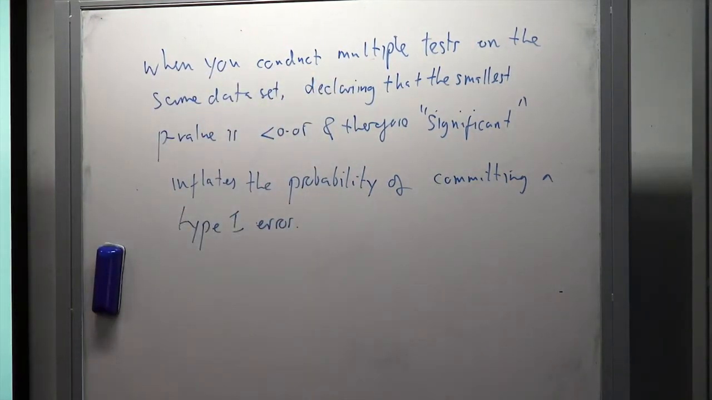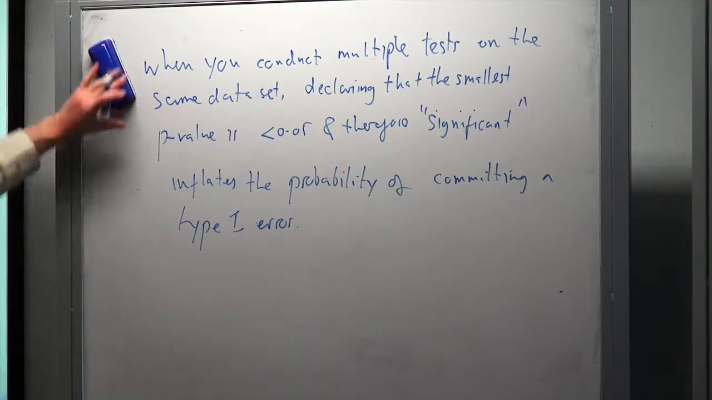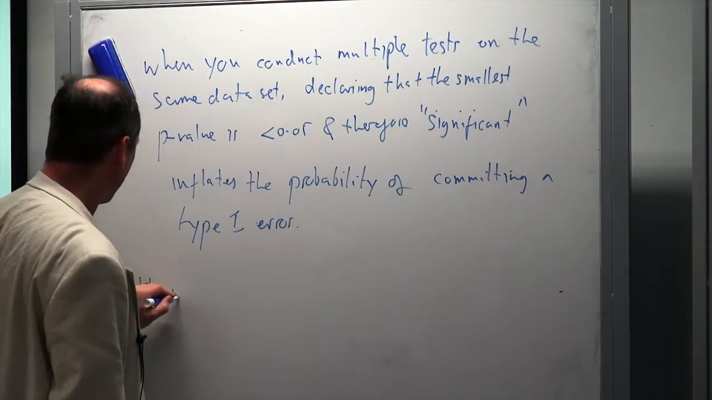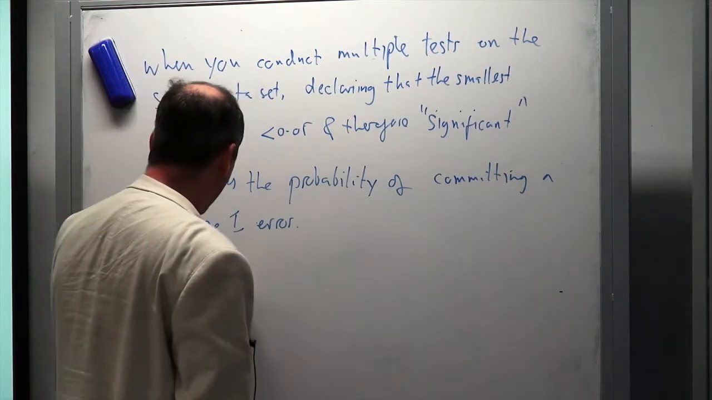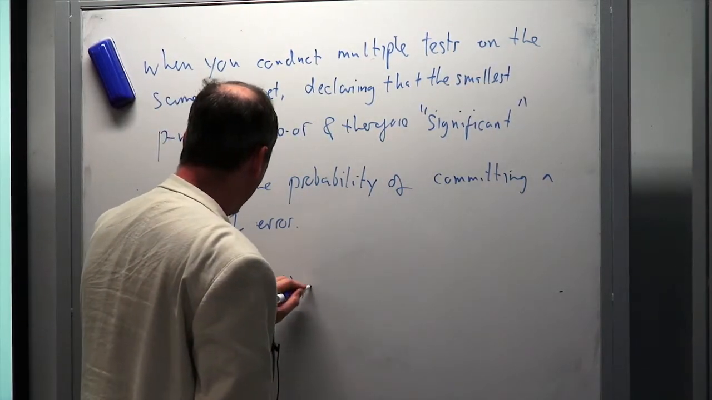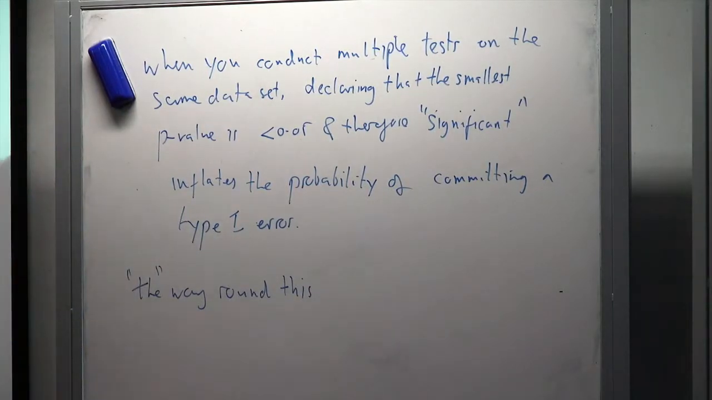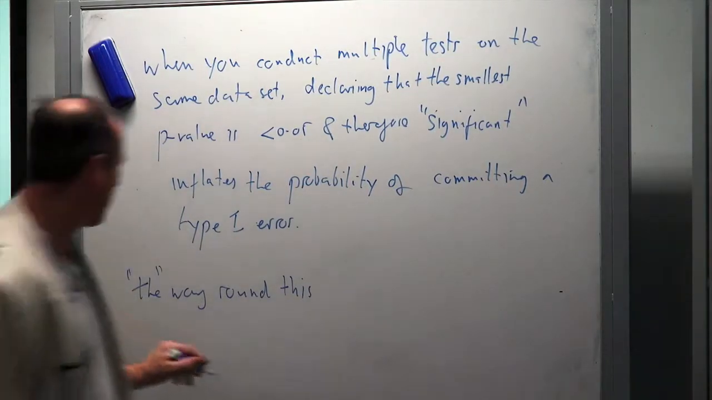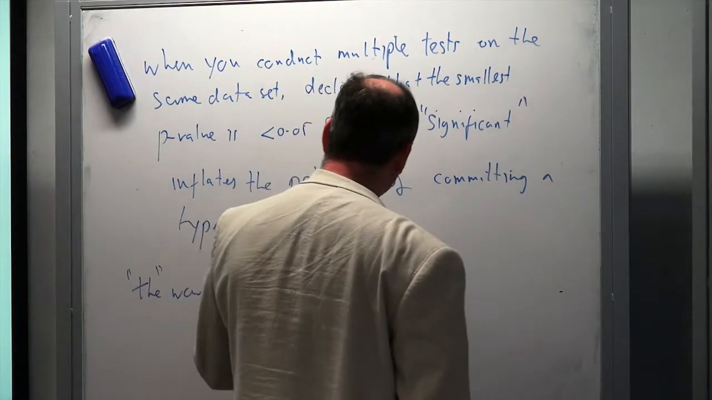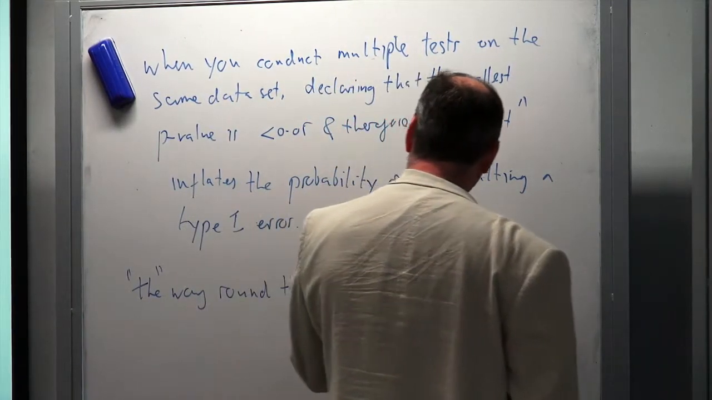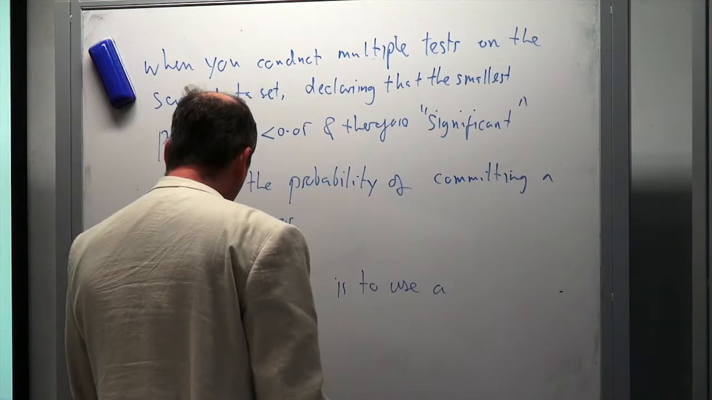Okay. So the way around this, I say the way around it. I'll explain that later. The way around this is to use a thing called a Bonferroni correction.